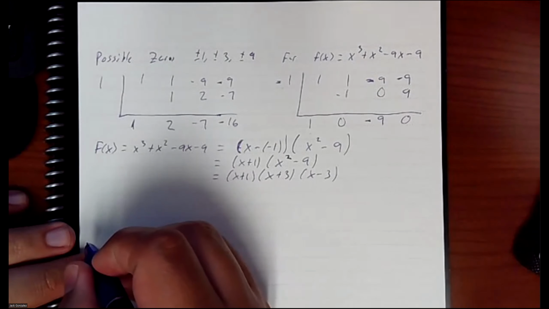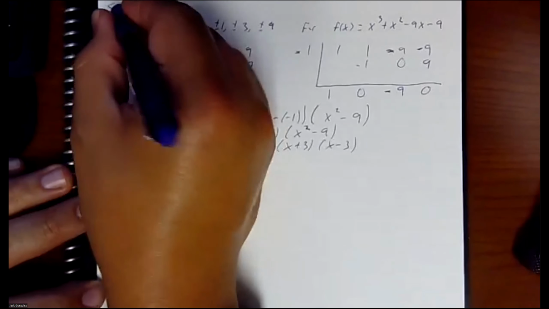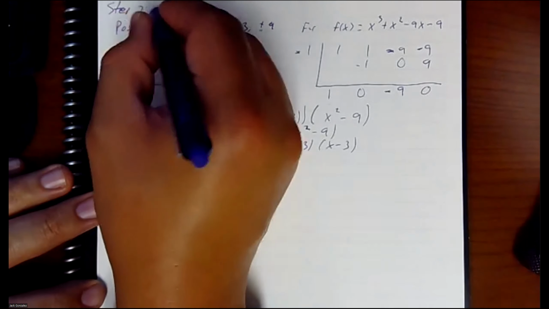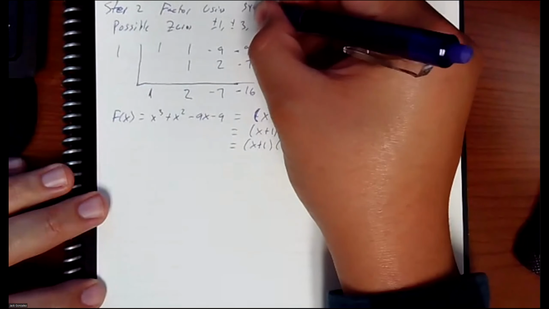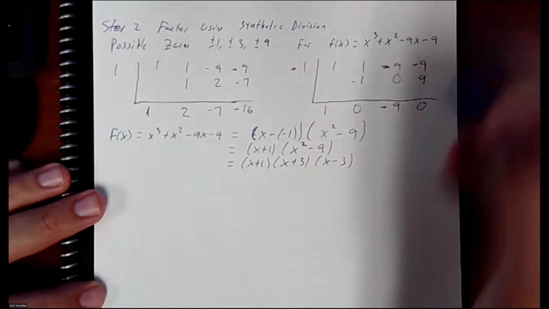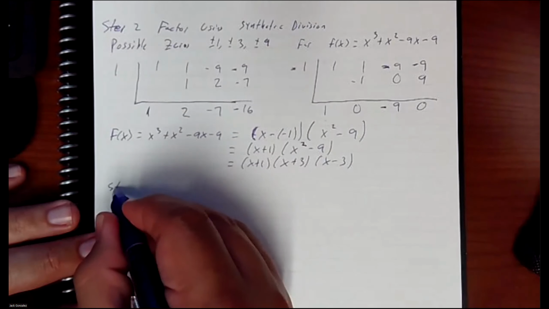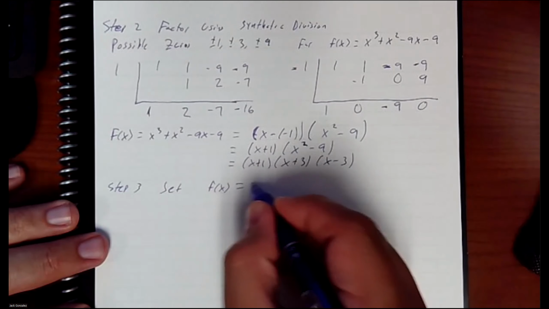So set it to 0. Once it's factored, let me see here. So this is step 2 here. Factor using synthetic. Step 3. Set f of x equal to 0.